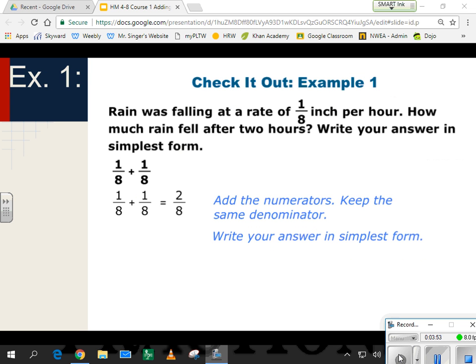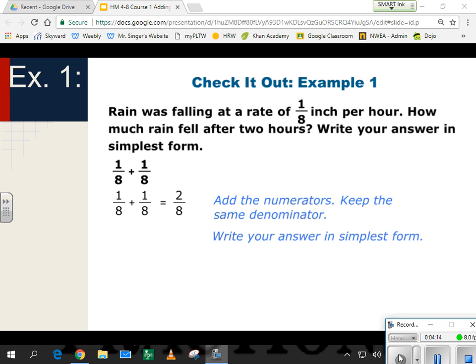Here's another problem where it says rain was falling at 1/8 inch per hour. How much rain fell after 2 hours? How many times do we have to get 1/8 inch? Twice, since there's 2 hours. So again, you add the numerators. 1 plus 1 is 2. And the reason we can do that is because the denominators are already like. Since they're both 8, you just transfer 8.